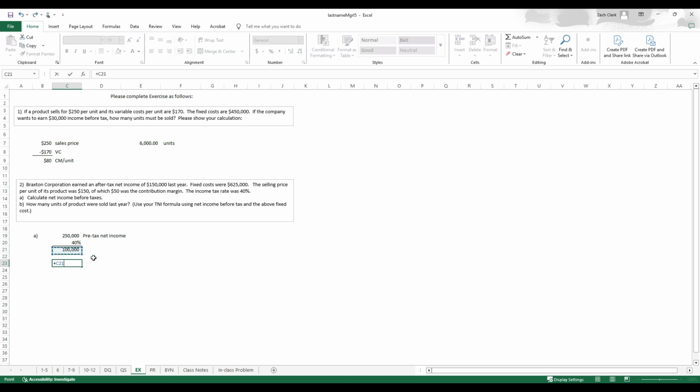And if we take away that 100,000 from the 250,000, then you end up with 150,000 after tax, which is what it told us. So that's what our formula is doing when we take the 1 minus as the denominator. Grossing it up is the way to get us to our pre-tax net income.